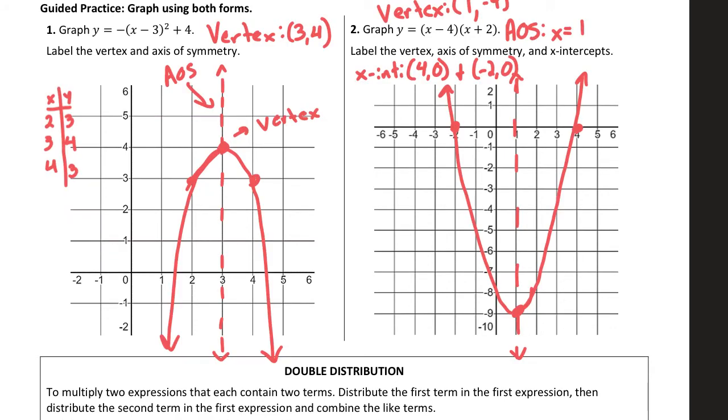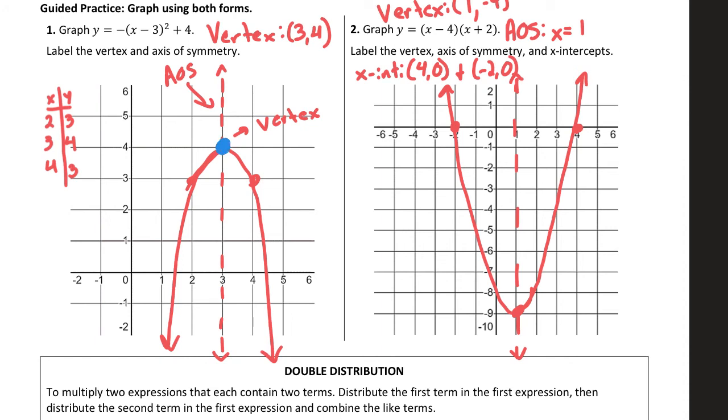Okay, so for this, I'm sorry about the lack of room for number 1 in the guided practice. The vertex is the point (3, 4). That comes from this x minus 3, and then the plus 4 in the end. So I graphed my vertex, I graphed my axis of symmetry through that right away. That was my very first step in this example, okay?